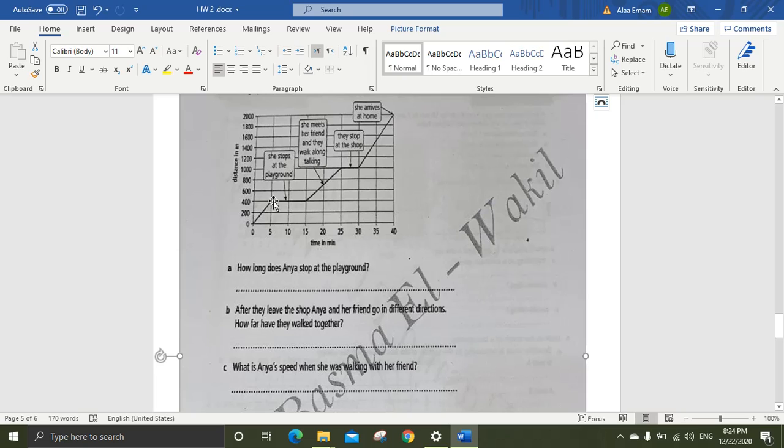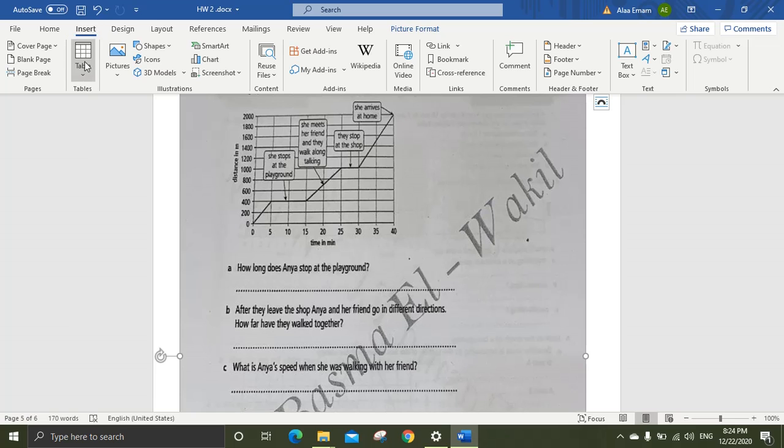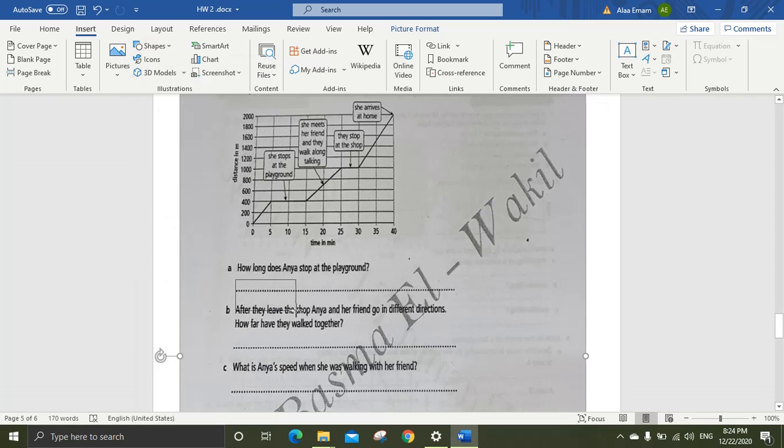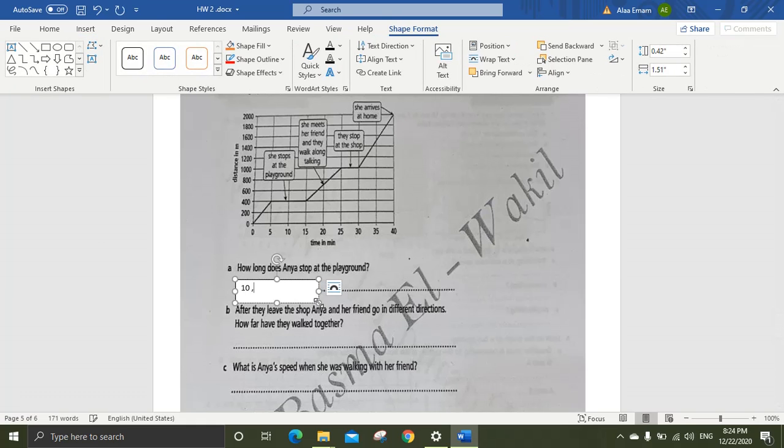As you can see, she stops for some time, starting from the 5th minute and until the 15th minute. So actually she stops from 5 to 15. This means that she actually stops for 10 minutes, right? Pretty easy.